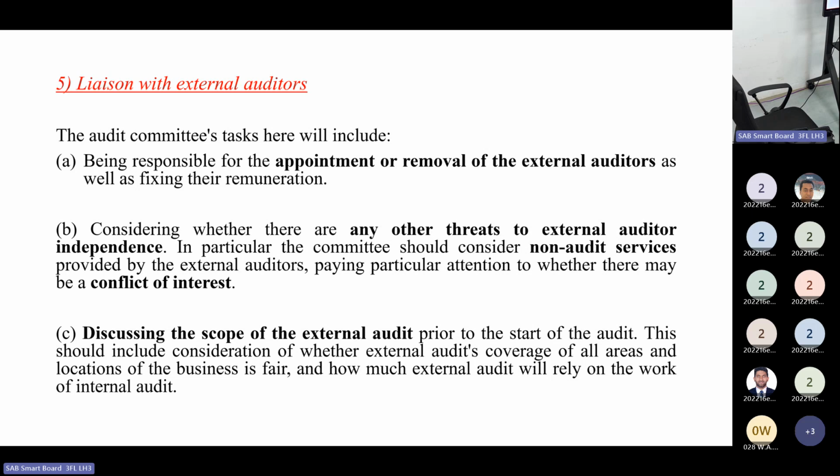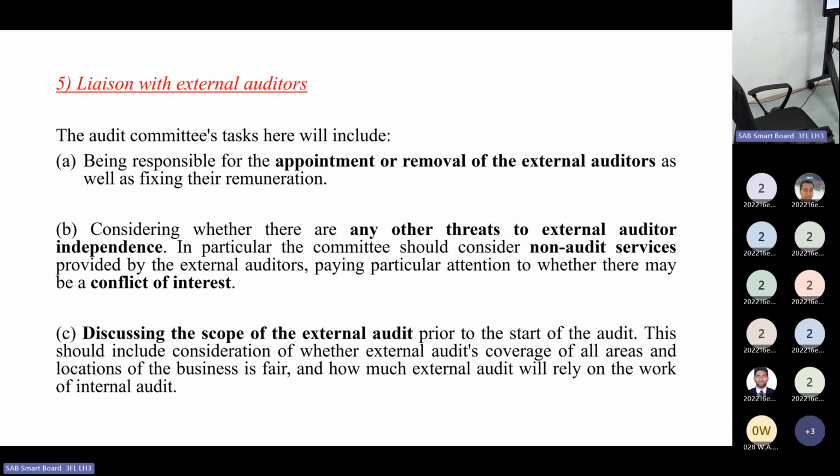Then, discussing the scope of the external audit prior to starting the audit. So prior to commencing the external audit, the audit committee needs to discuss the scope, the extent to which you are going to conduct the external audit. This should include consideration of whether the external audit's coverage of all the areas and locations of the business is fair, and how much the external audit relies on the work of internal audit.